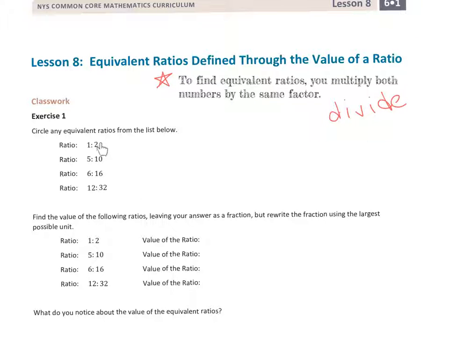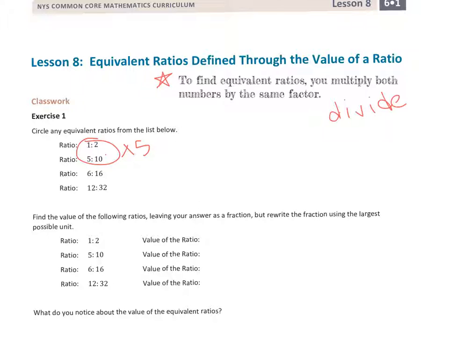So 1 to 2, how do I get from 1 to 5? Well, that would be 1 times 5 equals 5. So I'd have to multiply the 2 by 5 to get an equivalent ratio. So are these two equivalent? Sure they are. They are both equivalent by times 5.